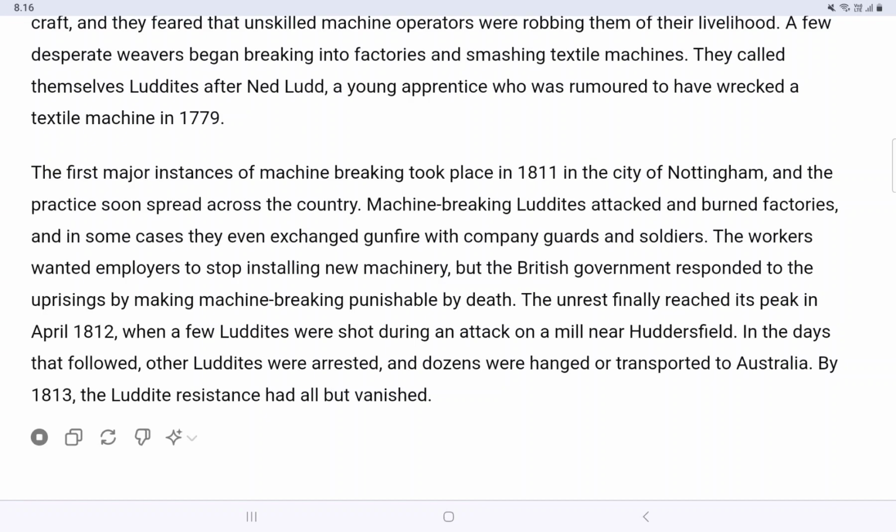Machine-breaking Luddites attacked and burned factories, and in some cases, they even exchanged gunfire with company guards and soldiers. The workers wanted employers to stop installing new machinery, but the British government responded to the uprisings by making machine breaking punishable by death. The unrest finally reached its peak in April 1812, when a few Luddites were shot during an attack on a mill near Huddersfield. In the days that followed, other Luddites were arrested, and dozens were hanged or transported to Australia. By 1813, the Luddite resistance had all but vanished.